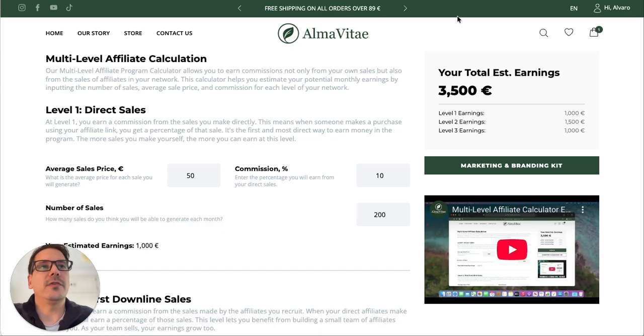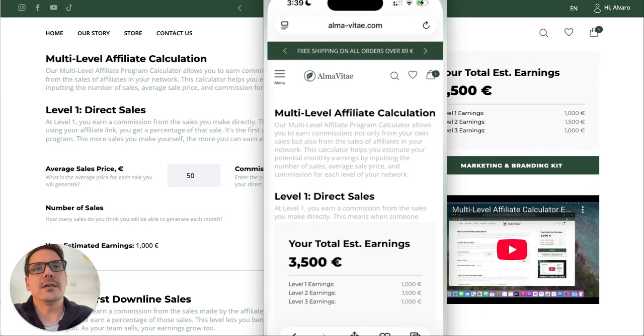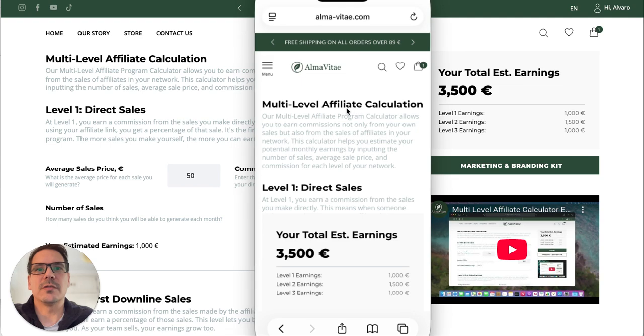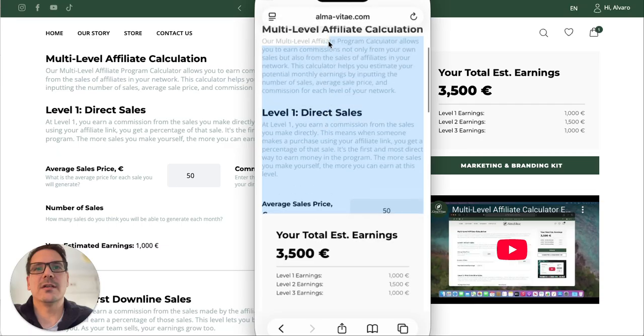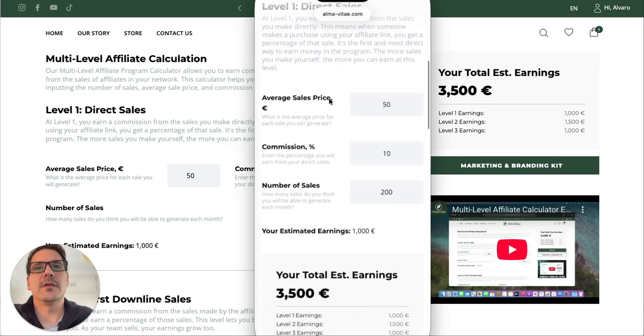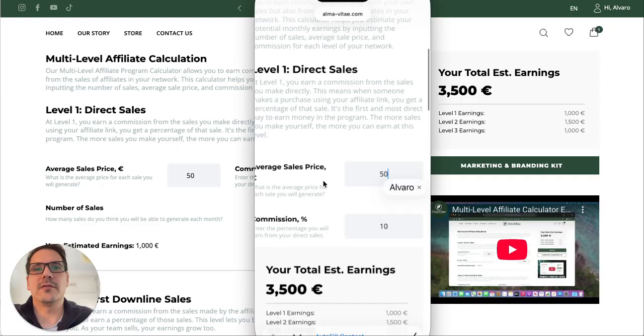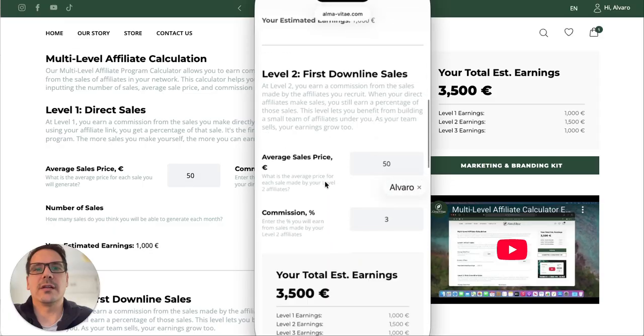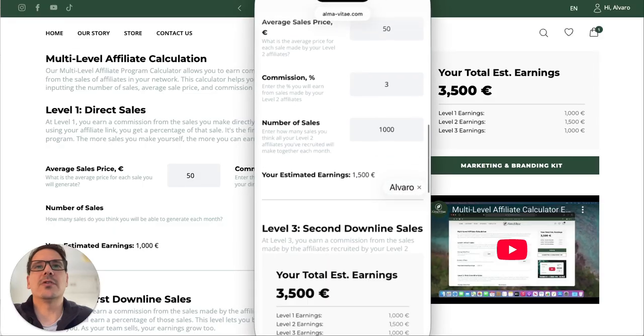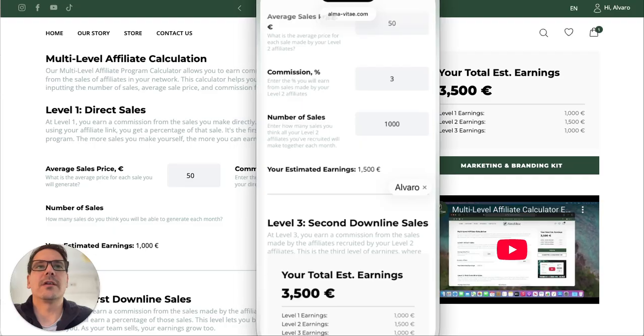On the mobile phone, the calculator looks very similar to this. So you just scroll down and then you have different sections here that will allow you to enter all the different information that we need, right? This is for the calculator on the phone. So I just wanted to show you now the calculator on the computer.